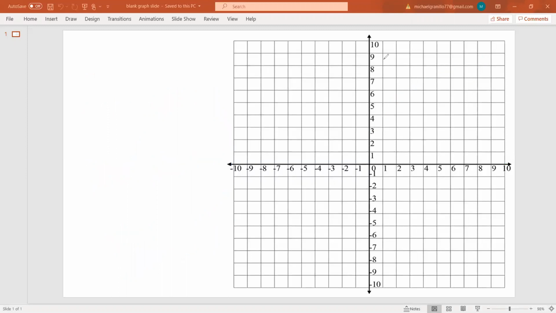Okay, let's do a different graph. Let's do f of x is equal to negative.